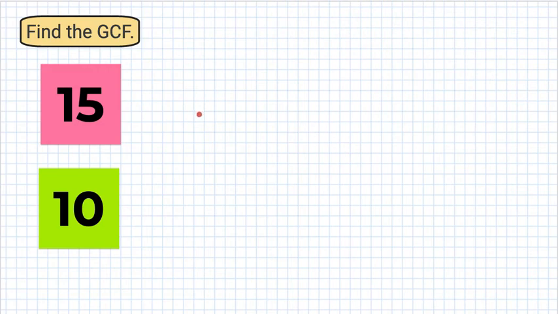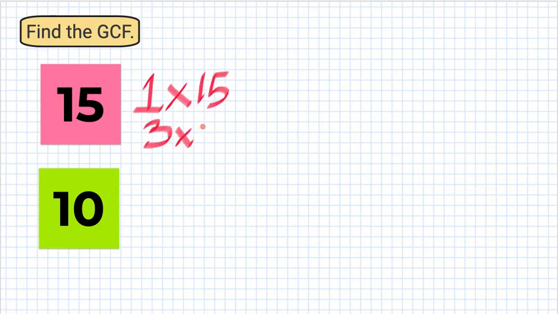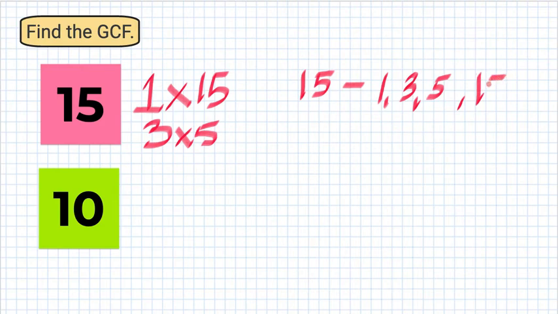Okay, let's start with this example. 15. By using the listing method, you need to think of numbers that when you multiply, the answer is 15. So we have 1 times 15, and that's correct. We can also say 3 times 5. There are no more numbers that can be multiplied. The answer is 15. Only 1 times 15, 3 times 5. So therefore, the factors of 15, we need to write them in ascending order, least to greatest. So we can have 1, 3, 5, and 15.